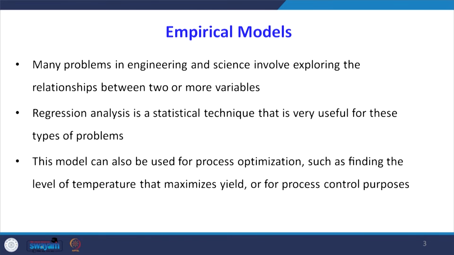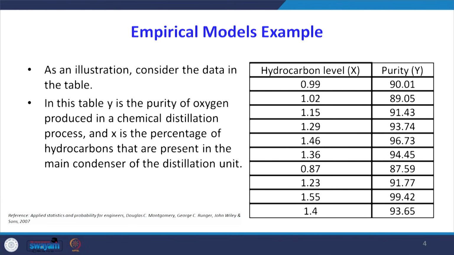This model can also be used for process optimization, such as finding the level of temperature that maximizes the yield, or for process control purposes. If there are many independent variables, we can say which independent variable is more important in affecting our dependent variable. We will see one example.